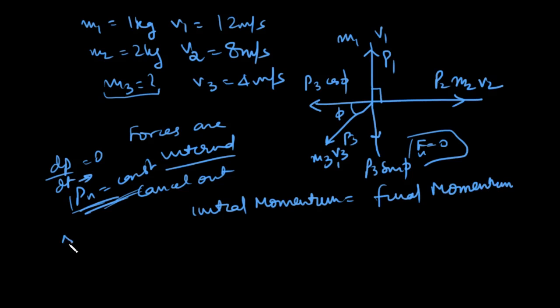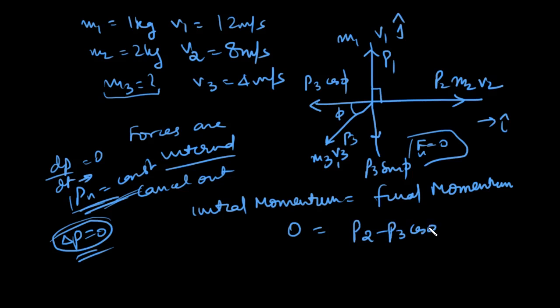Because since P is constant, delta P would be 0. So we see that initial momentum was 0. Final momentum, what would be the final momentum? If this is I and this is J, the final momentum would be (P2 minus P3 cos phi) I plus (P1 minus P3 sin phi) J.